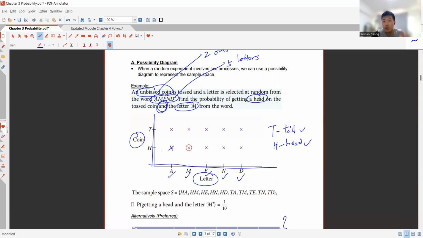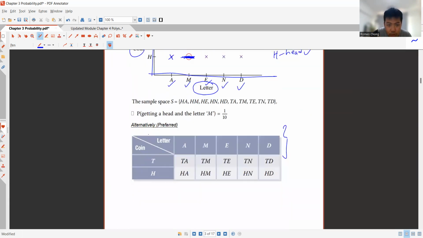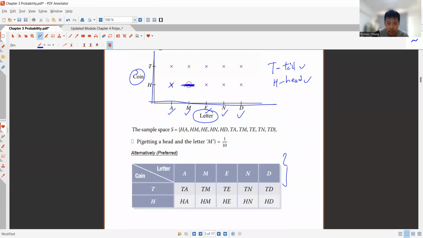Sometimes if it is not possible at all, meaning that this combination is not possible to happen, then you put a dash. If it will happen, then you put a cross. Later on, you will see some examples whereby the two combinations cannot happen at the same time. Okay, now the other one, which is this one, alternatively, I preferred using this one.